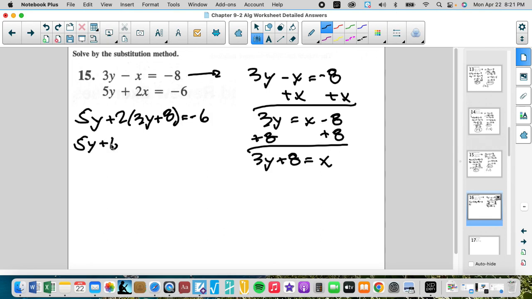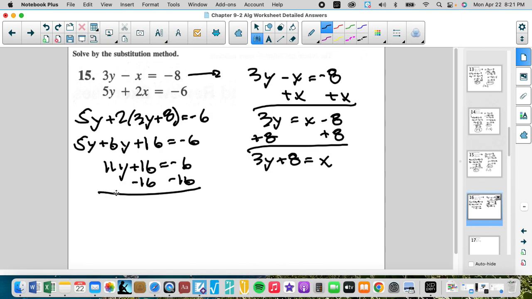5y plus 6y plus 16 equals negative 6. That's 11y plus 16 equals negative 6. Let's minus 6 minus 16, excuse me. 11y equals negative 22. Divide by 11. Y equals negative 2. Now we can go back here.